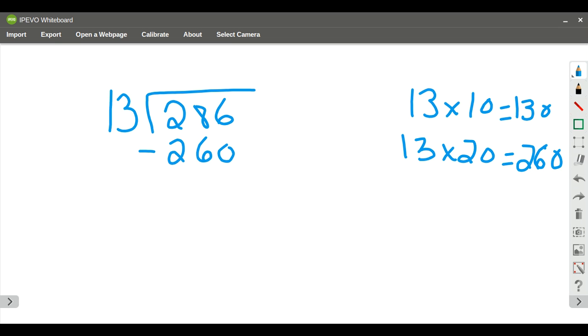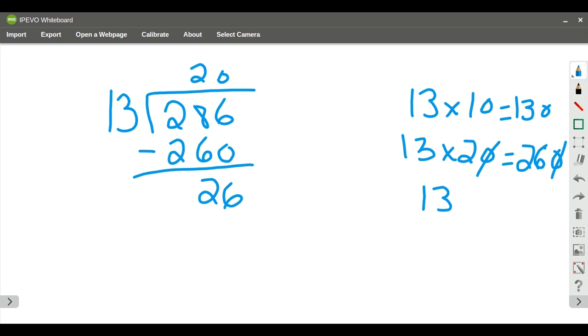So there's my first partial quotient. I found that partial quotient by multiplying 13 by 20. So I'm going to write the 20 up above the 86. When I subtract, I'm left with 26. Okay, so now I have to figure out how many ones I multiply 13 by to get to 26. So I'm just going to take off my tens here. And now I'm looking at 13 times 2. That gets me to 26.